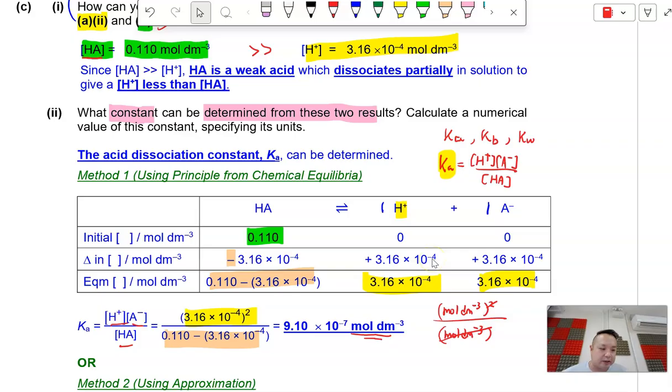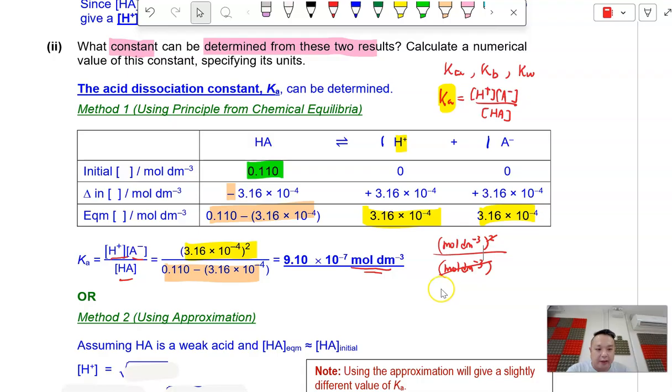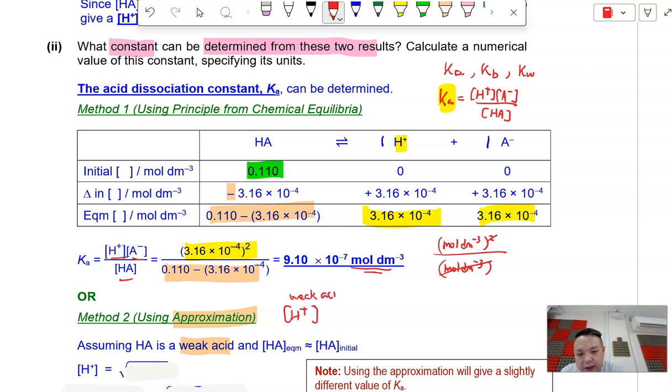Now, this method is what we learn using Chem Equilibrium. But again, this method is quite laborious, as you can see. We're going to use my preferred method in this topic, which is the approximate method. Since we know that HA is going to be a weak acid, we can apply our formula, again, this is for weak acid, just like what we have discussed in question 1. For a weak acid, H plus equals the square root of C times Ka. What is C and what is Ka? C is the concentration of the acid, concentration of HA.